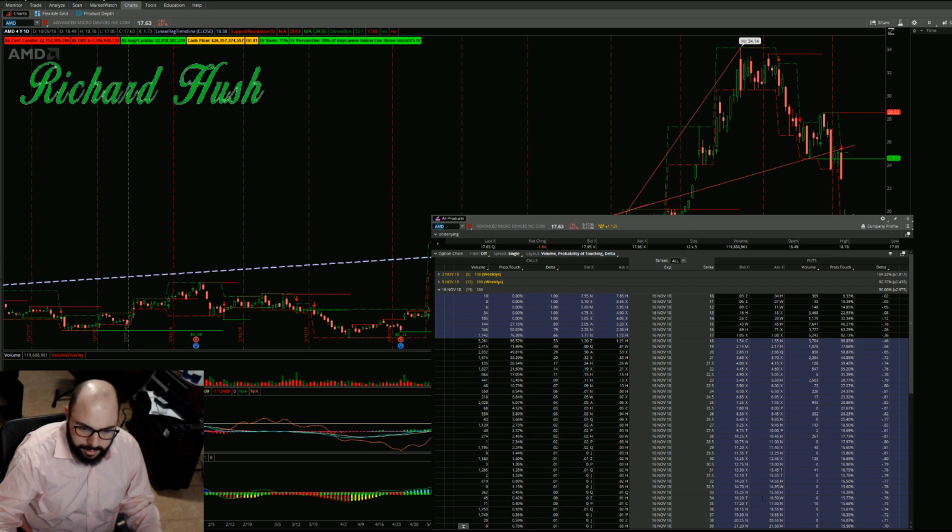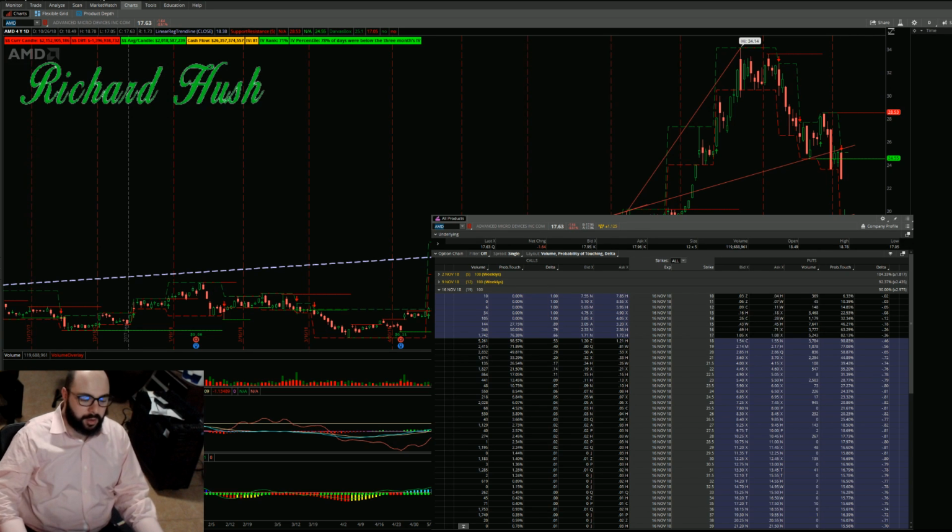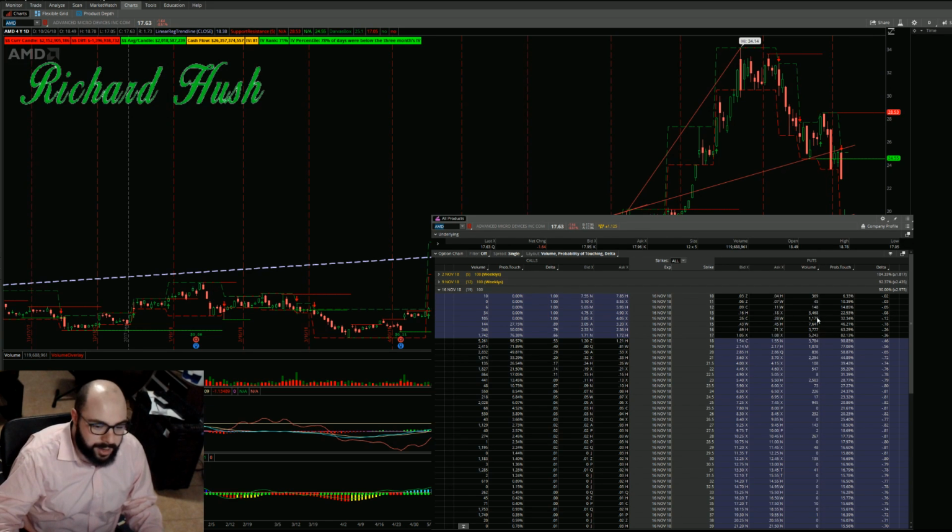Yeah, so as I said, in terms of searching: delta is the probability of it going in the money. Delta 33 is the delta at which it goes in the money, but it's also the rate at which it gains value or loses value. So that's something to understand as well.